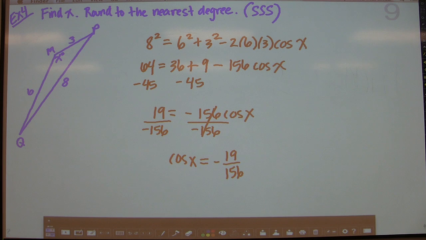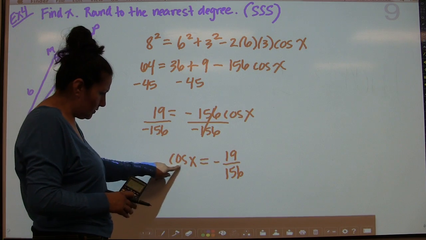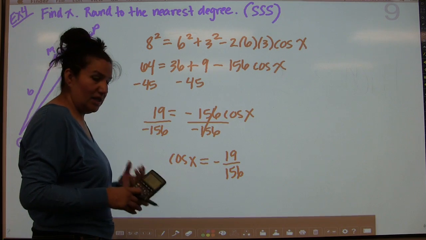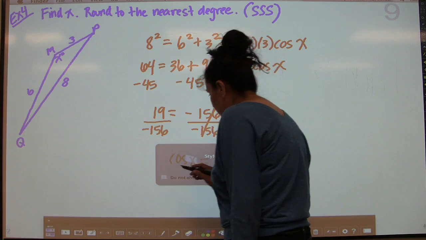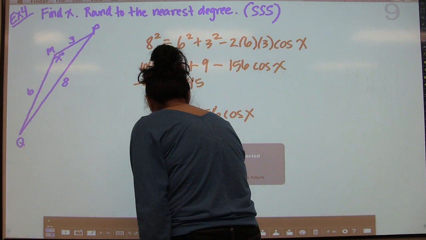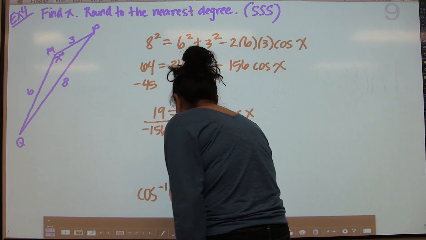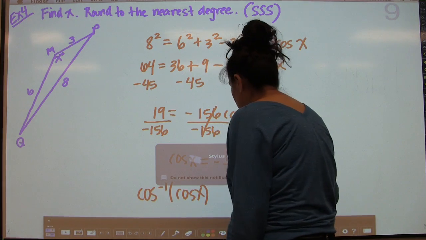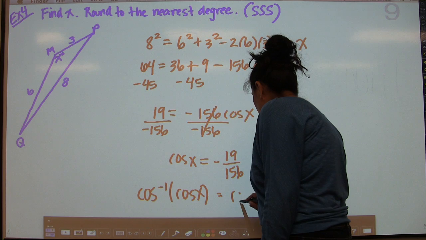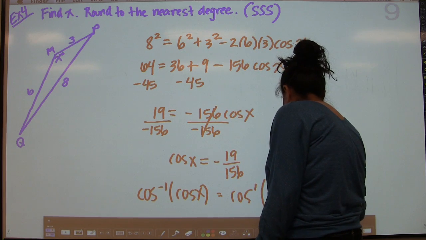at the very end of that, you want to take the inverse. Remember how we said before that when you want to solve for x, if it's the angle measure, you have to get rid of the cosine. And the only way to get rid of the cosine is to use the inverse of the function. You can't divide by cosine, okay? You have to actually take the inverse of both sides, and there goes my pen being funny again. Cosine inverse of cosine x, and then cosine inverse of both sides, negative 19 over 156.